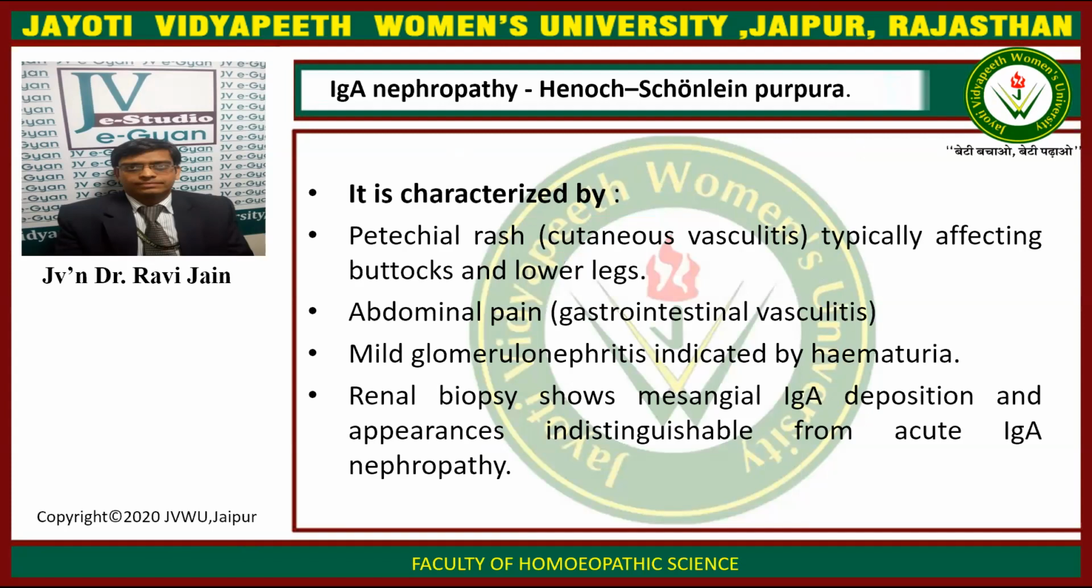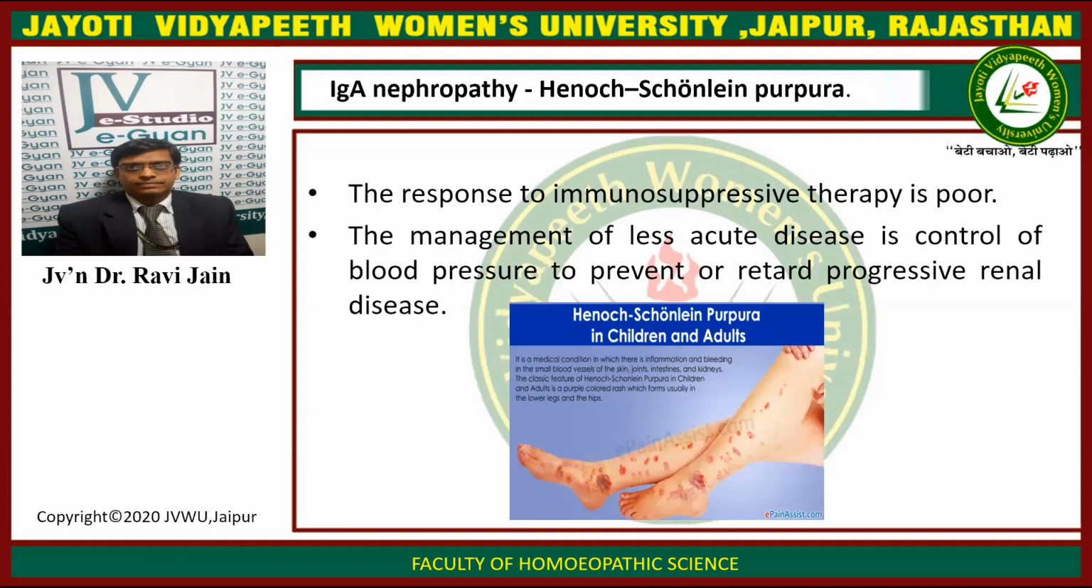We have mild glomerulonephritis indicated by hematuria, and renal biopsy shows mesangial IgA deposition and appearances indistinguishable from acute IgA nephropathy. The response to immunosuppressive therapy is poor. And the management of less acute disease is control of the blood pressure to prevent or retard the progressive renal disease.